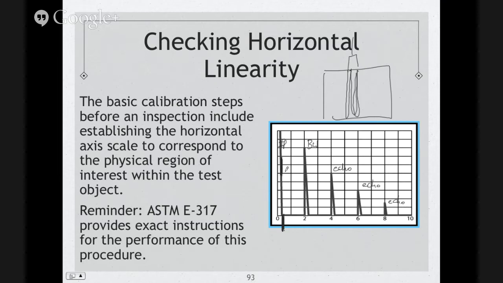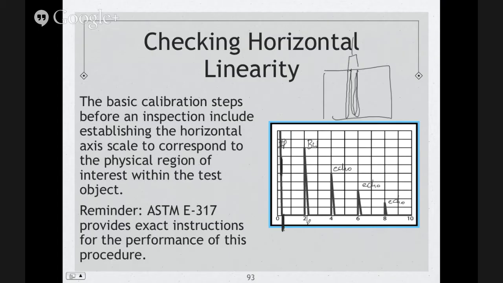The distance of interest of your part is from where to where? From the initial pulse to the first back wall. Because this represents the distance from here to here, the entry surface to the back wall. Okay, so that's what they're talking about here.